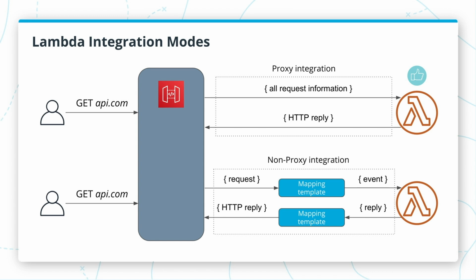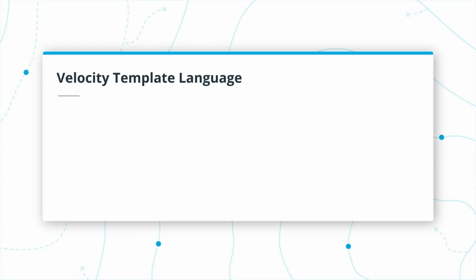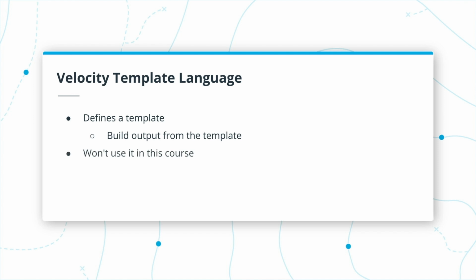Now, you may think that those templates are implemented using Lambda functions, but instead they are implemented with what is known as Velocity Template Language. What it does is define a template, and it allows us to build an output object from an input. And it defines how to convert an input into an output. And we won't use it a lot in this course. We'll use proxy integration that doesn't require using VTL, but I'll still show you how it looks.